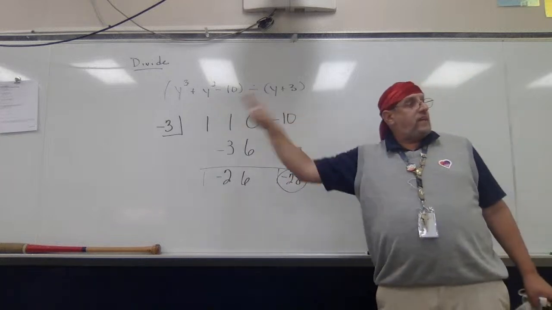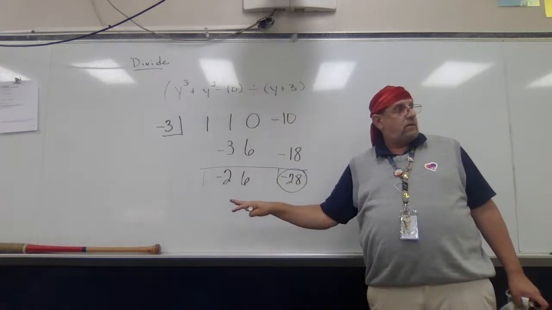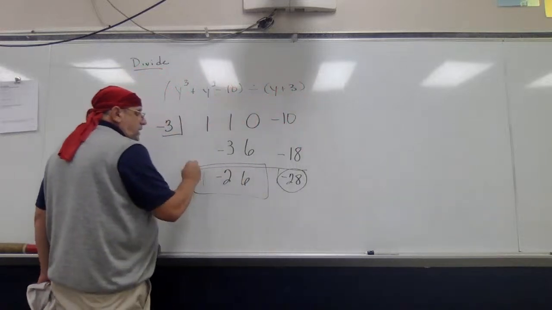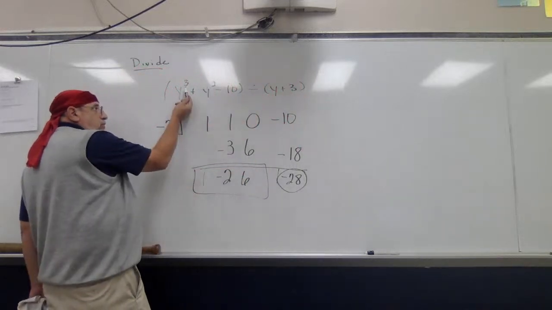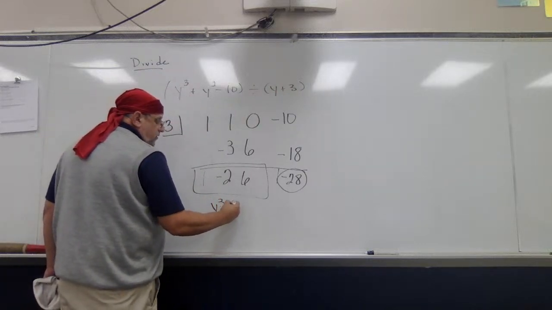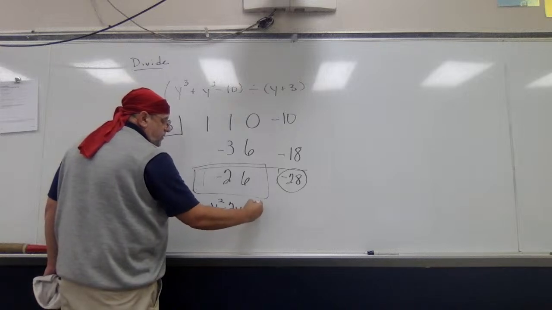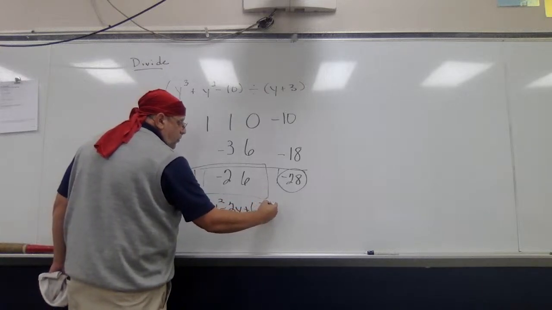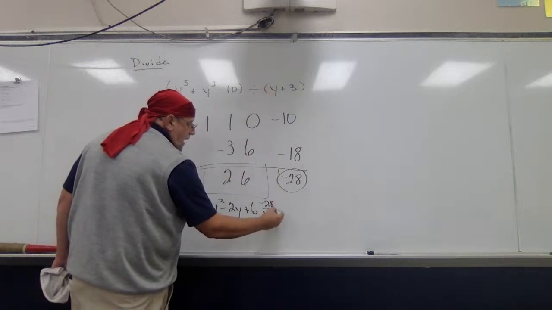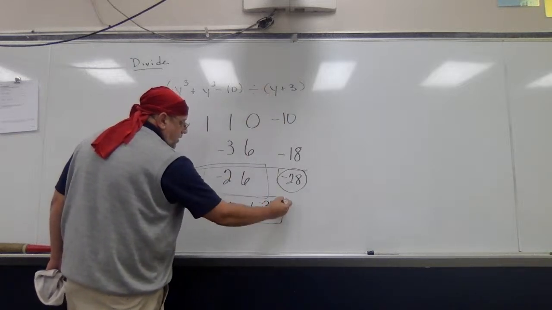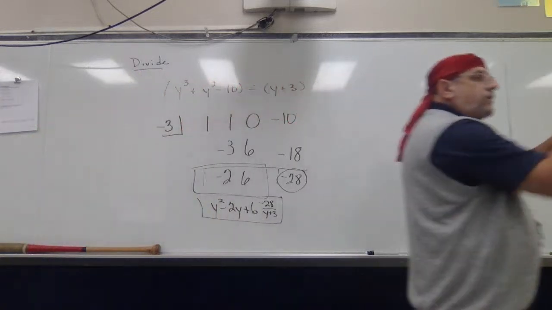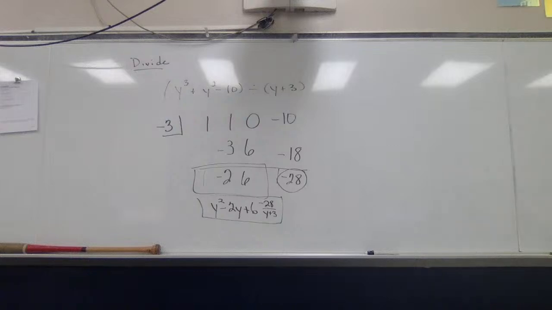Now, this as division. This is your quotient right here. These are the coefficients of your quotient. You drop the power by 1, so this would be y squared minus 2y plus 6 with a remainder of negative 28 over my divisor of y plus 3. That's doing the division piece. That's my quotient. But the remainder theorem, which is next, has importance.